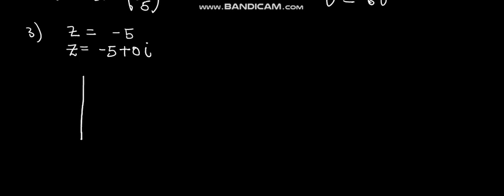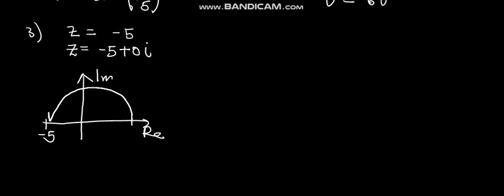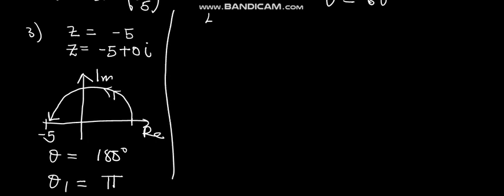So we can sketch our Argand diagram. We have our real axis and our imaginary axis. So we have -5 on that side and 0 on the imaginary axis. Now if we want to plot the angle, we shall move like this up to there, and this angle is going to be 180 degrees. So our principal argument is pi. Are we together? Let me hope that we are following. We have another simple example.